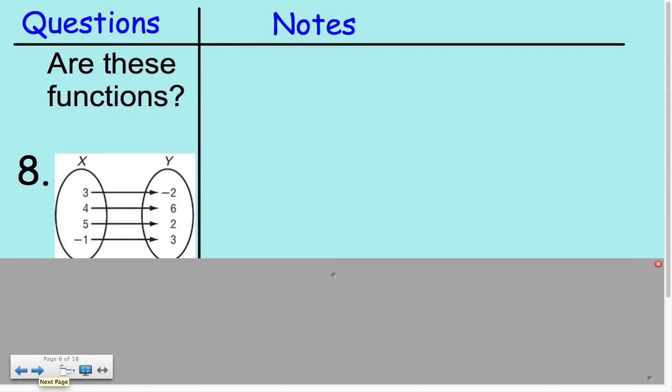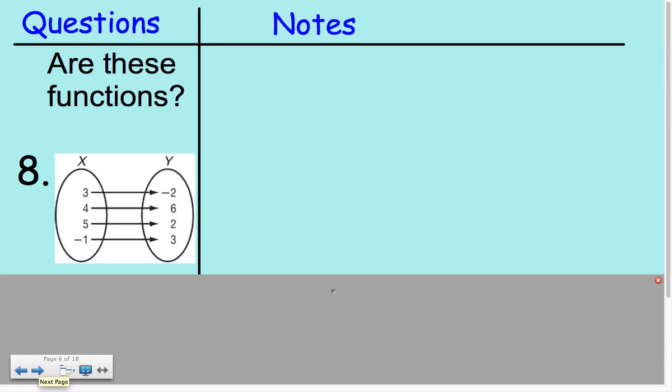Couple more. Now those last 2 are tables. Now we have a mapping. A mapping is really similar to a table except that it's 2 ovals rather than 2 rectangles, and then you also have the arrows drawn in for you. So I'm going to do the same thing as I did with the table, where I'm going to circle my x values.